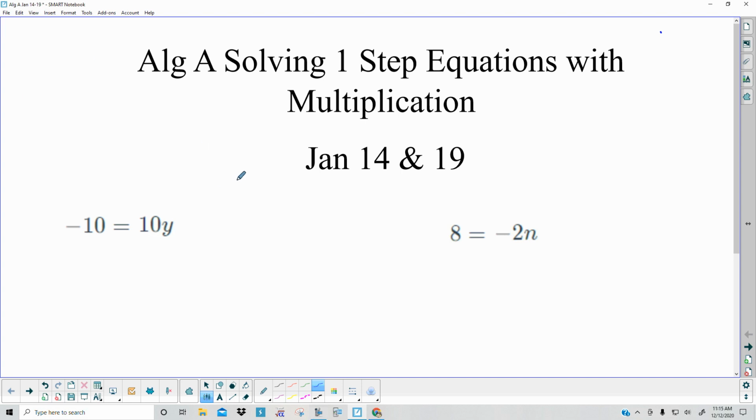Hello, everybody. So for Algebra A, you guys are going to be looking at solving one-step equations, meaning it only takes one step to complete it, when you have multiplication. So just as a reminder, I'm just going to play this game here.